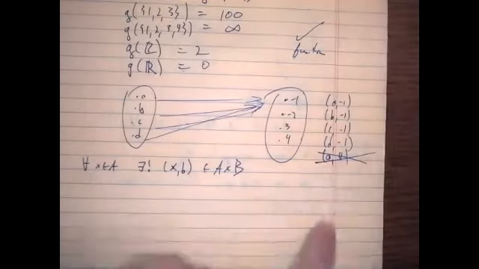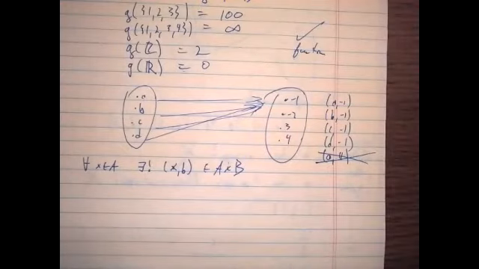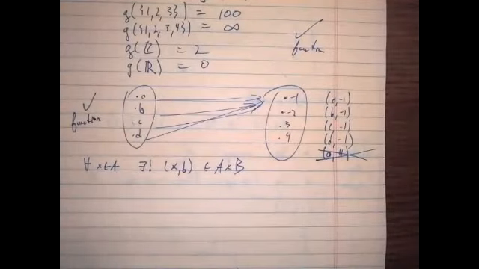And I can't have B or C or D appearing more than once on this list of tuples. This is a function. Great. Thank you for that question. Any further questions?